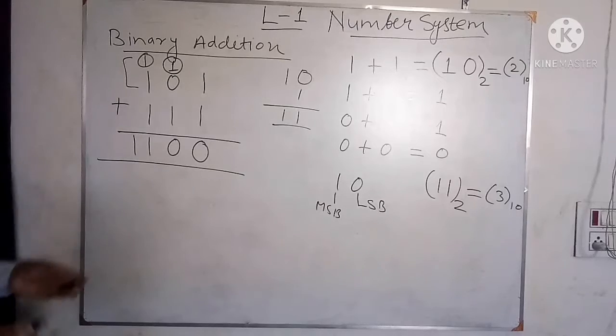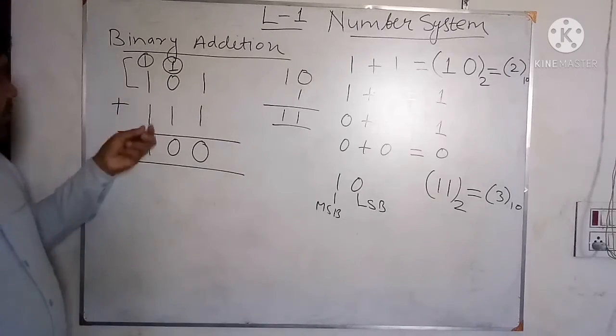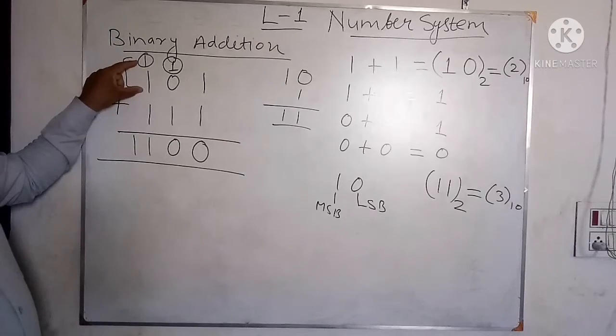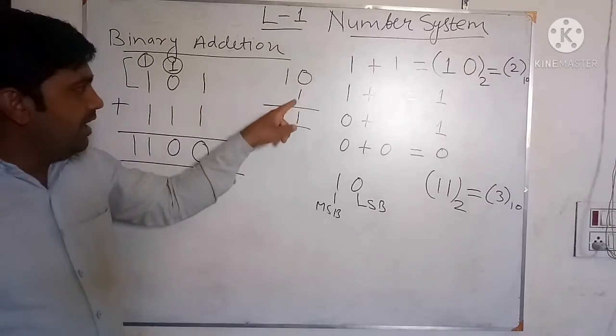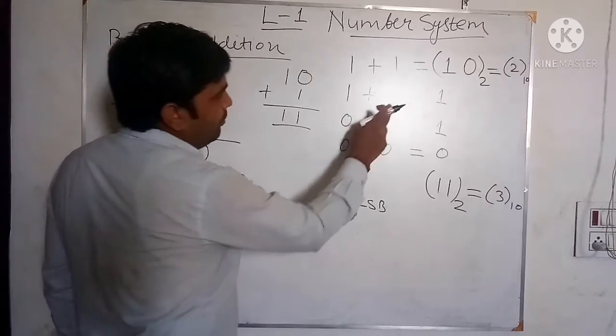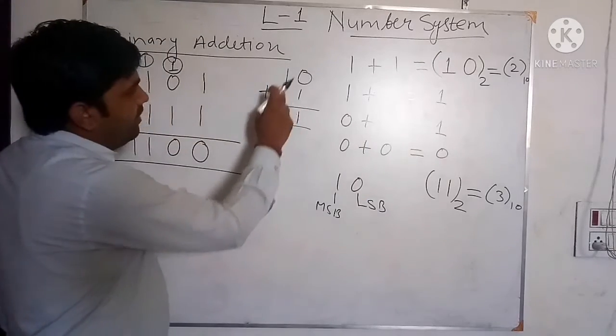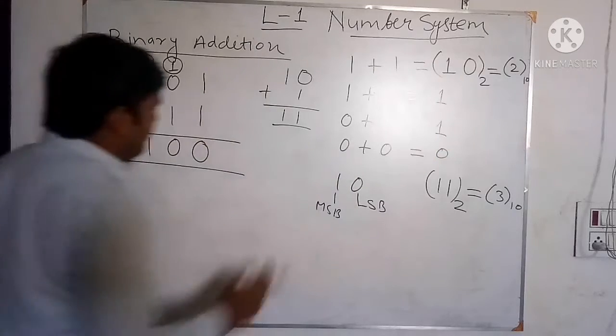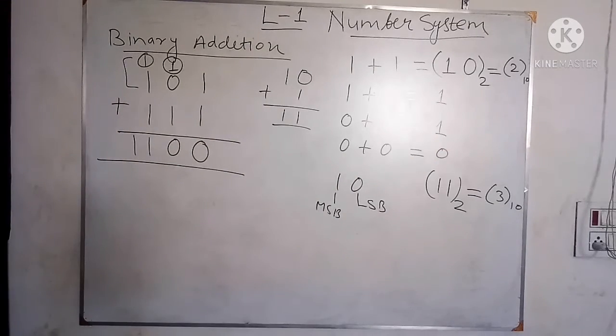Another way we can also do it: 1 plus 1 gives you 10, that sum you write here. Now to that sum 10 you have to add 1. So 10 plus 1: 0 plus 1 gives you 1, and 1 plus nothing means 1 plus 0 gives you 1. So we get 11. Like this we have to do the binary addition.